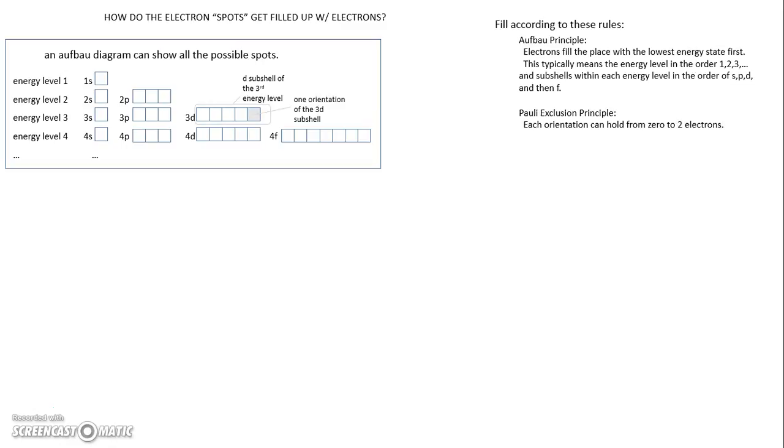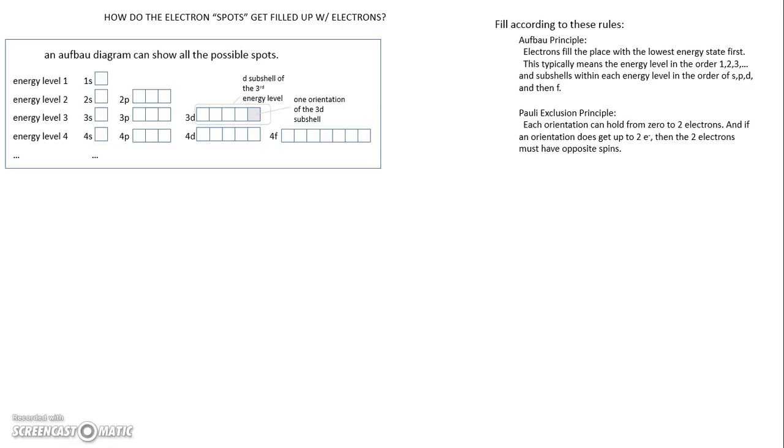Then you have your Pauli exclusion principle. Each orientation can hold from 0 to 2 electrons. This means that the max number of electrons for an orientation is 2 electrons. And if an orientation does get up to its maximum of 2 electrons, then those 2 electrons must have opposite spins.